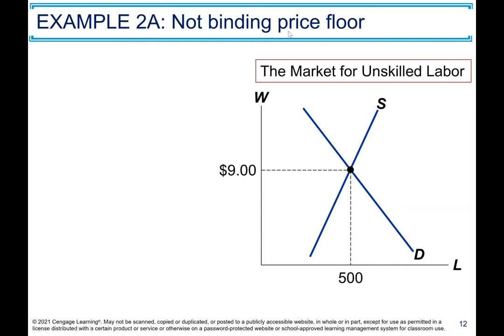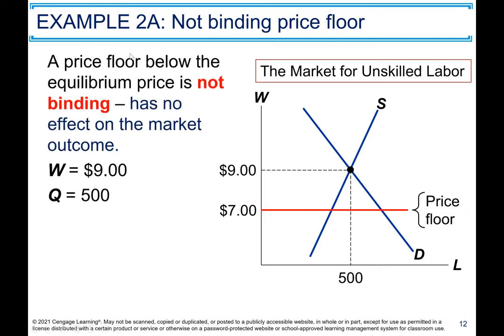What does a non-binding price floor look like? In the market for unskilled labor, a price floor will be non-binding if it is set below equilibrium. So if you set a wage floor at $7, it will be non-binding and the market will ignore it. A price floor below the equilibrium price is not binding and has no effect on the market outcome, and therefore the wage will remain $9 and the quantity of labor hired will be 500.